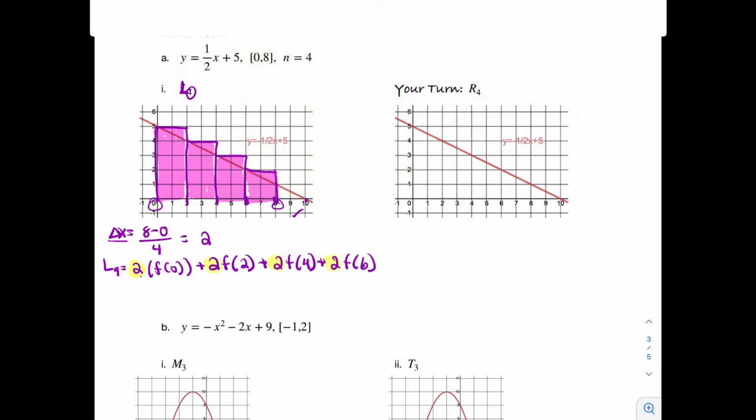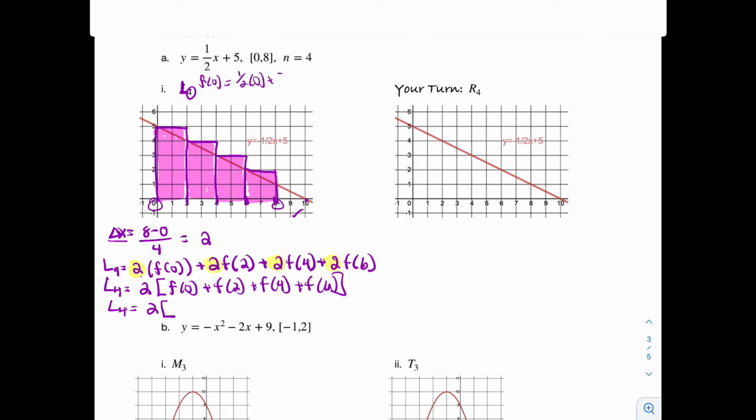Notice all these have 2 in common, so I could factor out my GCF, and you could have also written this first step as 2 times f of 0 plus f of 2 plus f of 4 plus f of 6. That's how I normally write it, but you can do either one of these. So L4 would be 2 times, well, let's evaluate each of these.